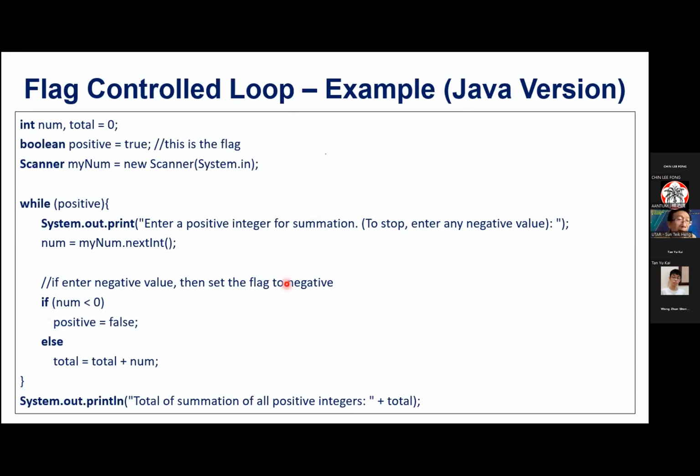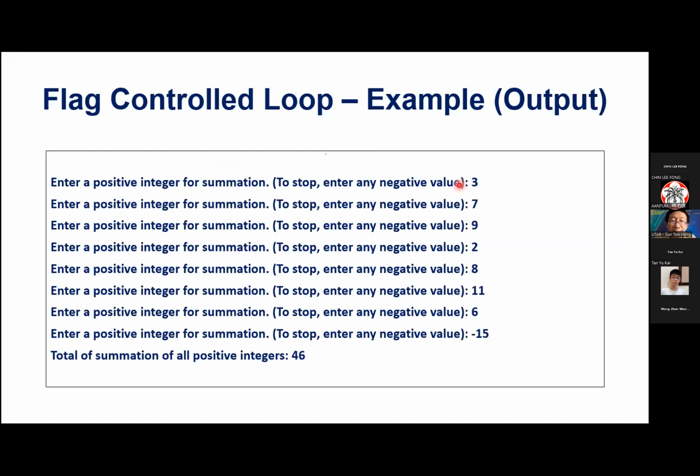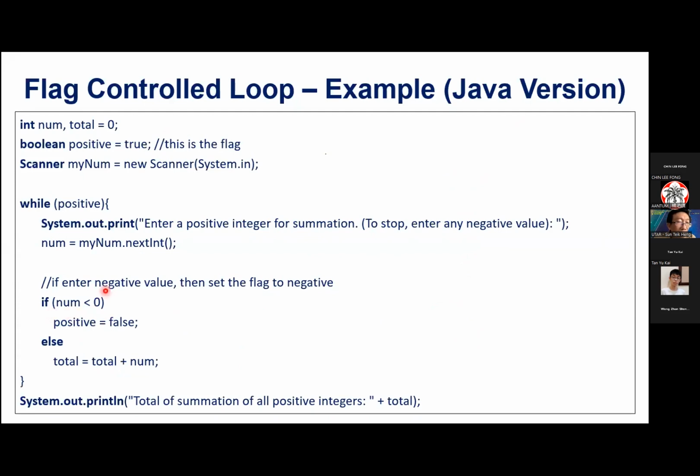So here we look at the Java version of the flag control loop. You can see here it will continue to go on until the user enters a negative number. So when the user enters a negative number, this condition here will be true and the variable positive will be set to the value false. By doing that, it will terminate the while loop.